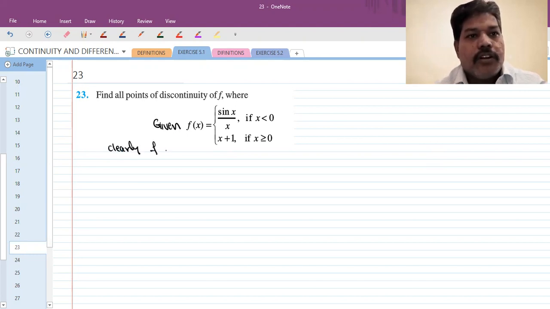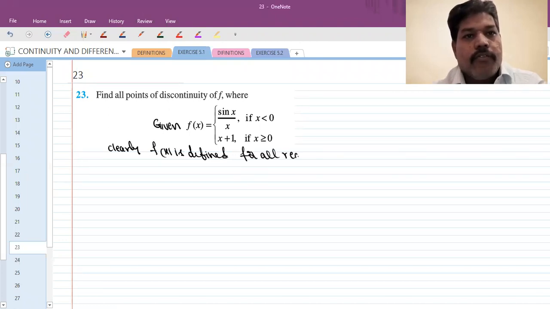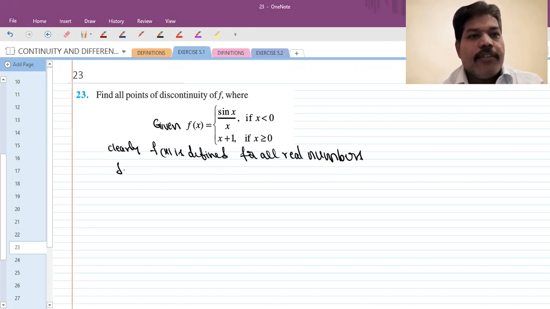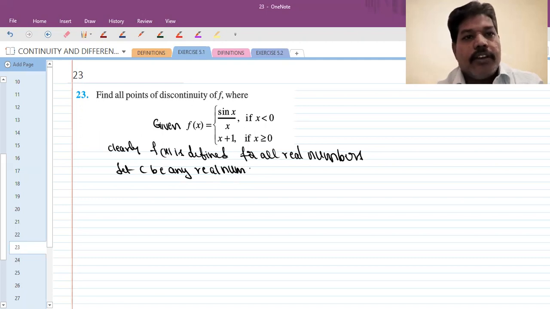Clearly, f of x is defined for all real numbers. Why? Because it is defined for x less than 0, x equal to 0, and x greater than 0. So f of x is defined for all real numbers. Then let c be any real number.